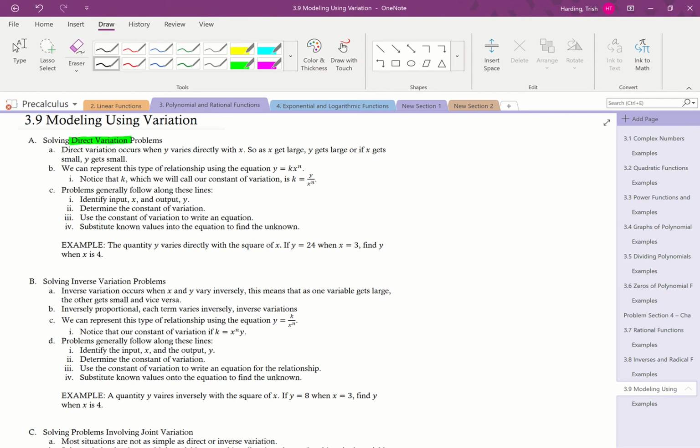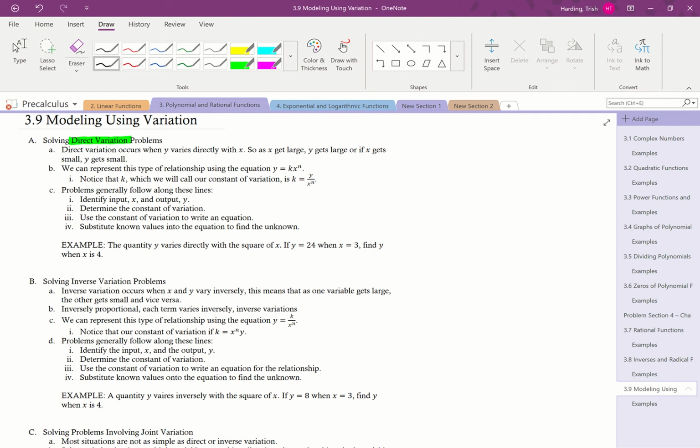So like as x is getting large, y is getting large. So that would be something like height and age. So the older you get, generally the taller you get. I mean, up to a certain point, but we're going to ignore that. So usually the older you get, the taller you get.